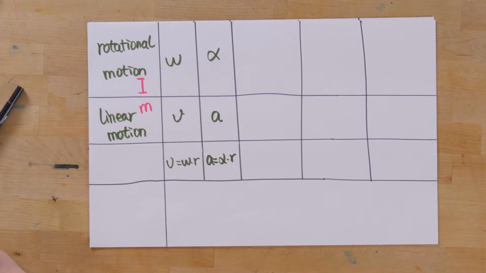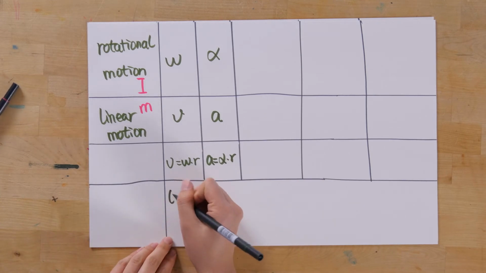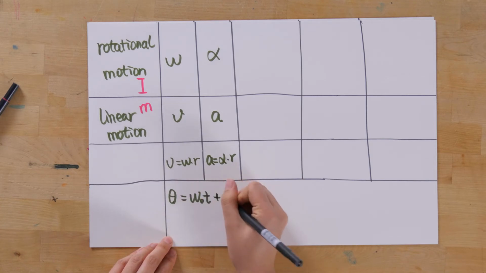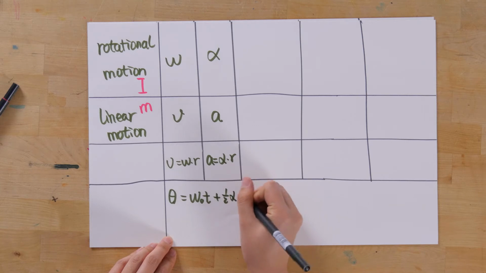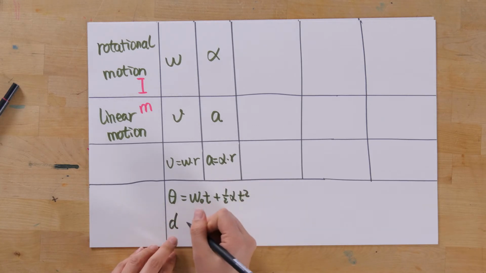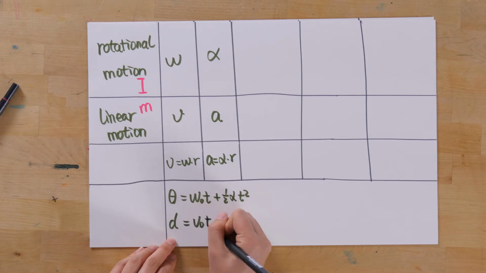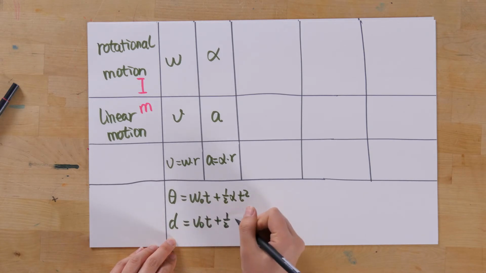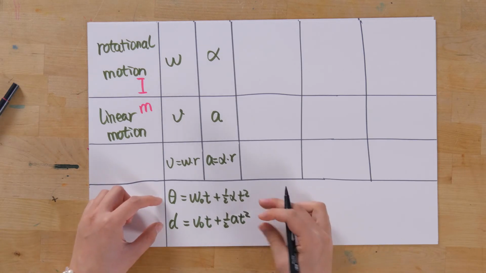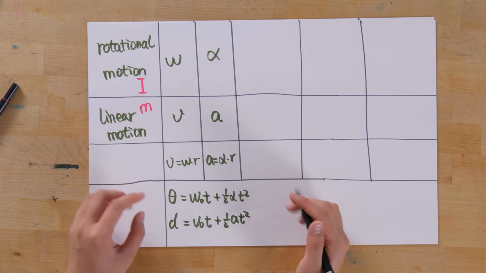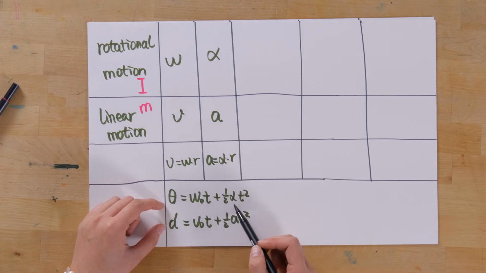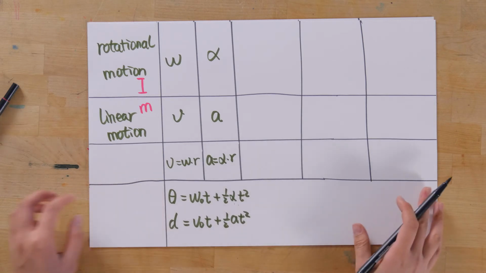What is the displacement? So angular displacement theta equals... Similarly, in linear motion, displacement equals... So you can see these two equations are very similar. It's just the initial velocity times time plus 1/2 times the acceleration times time squared.